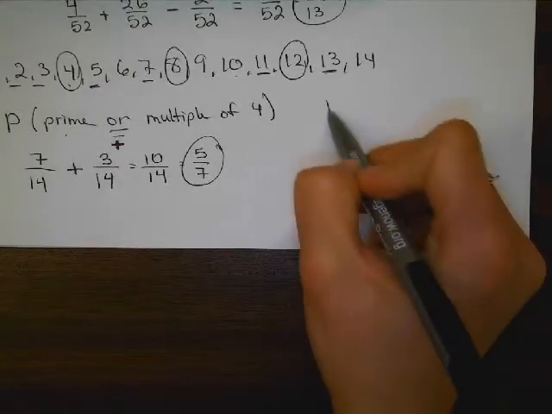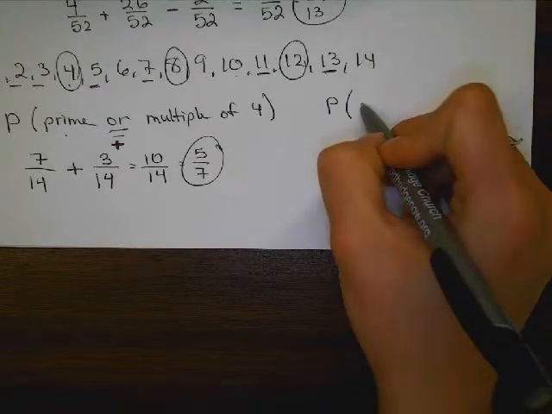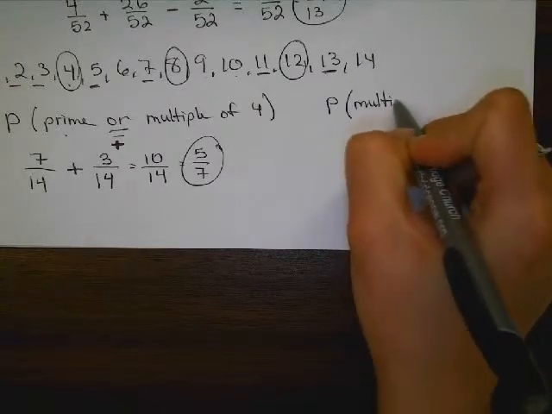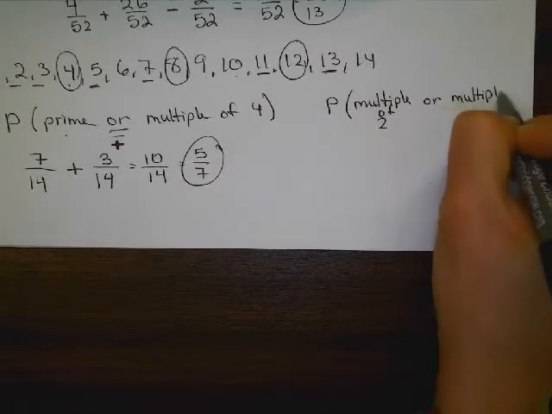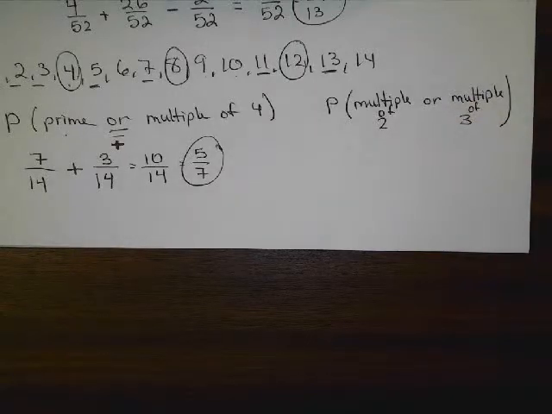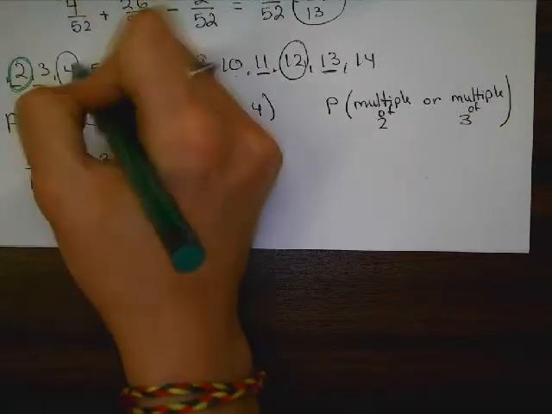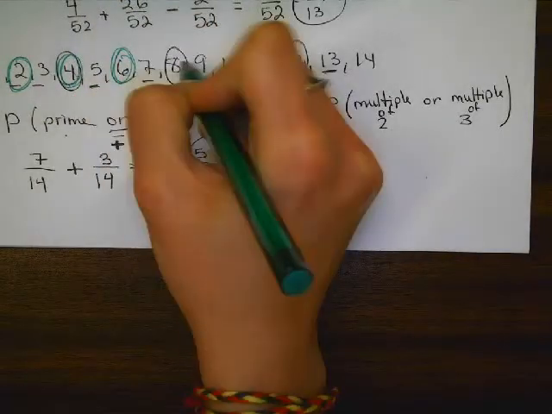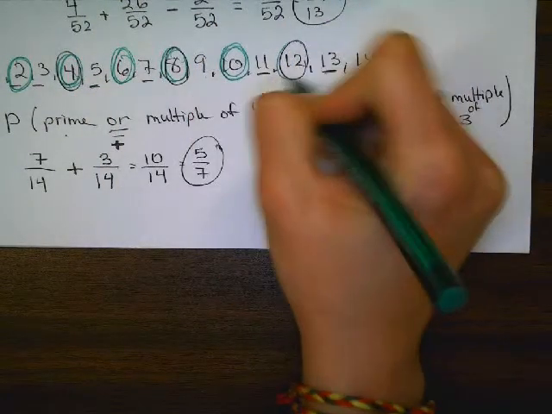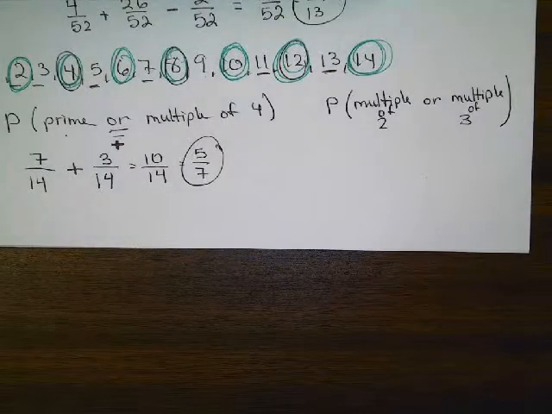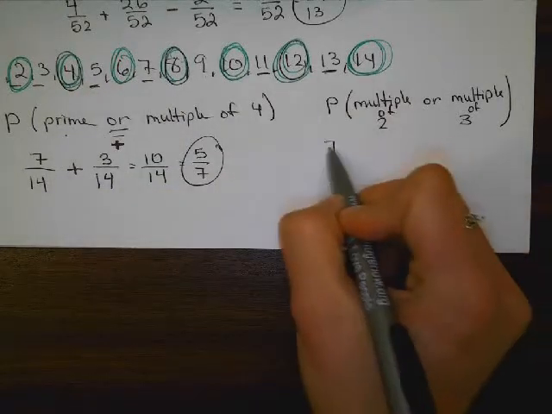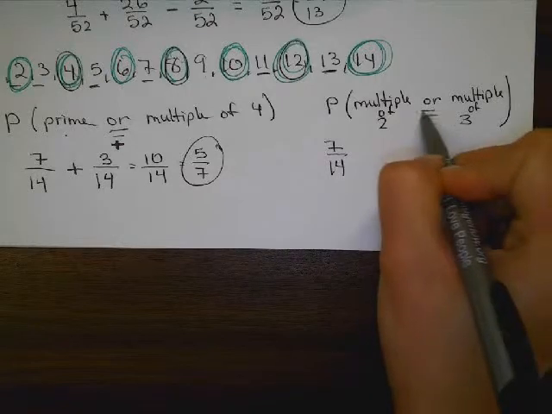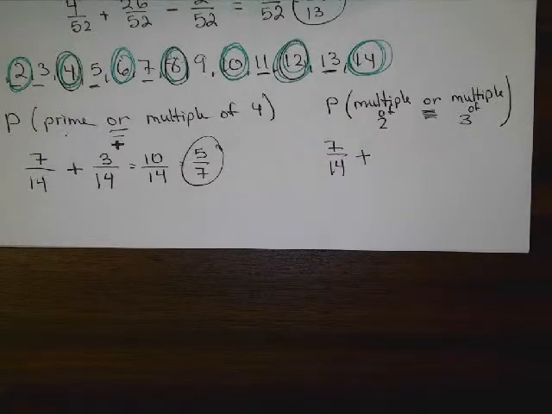Let's say we want the probability of getting a multiple of 2 or a multiple of 3. I'm going to do this one in a different color. So my multiples of 2 here are 2, 4, 6, 8, 10, 12, and 14. And that is 1, 2, 3, 4, 5, 6, 7 numbers out of 14. And again, we have an OR, which means I'm going to add these now.